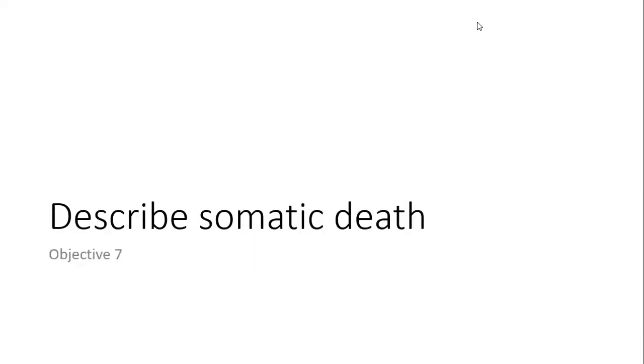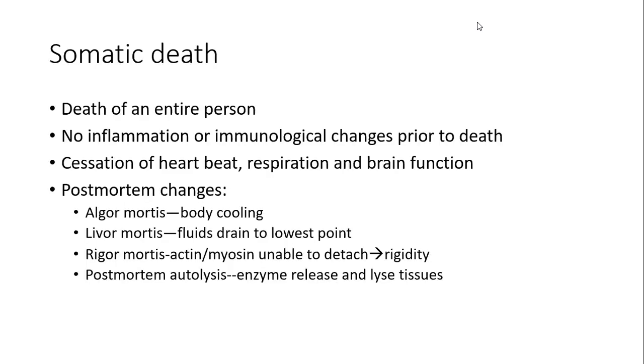So let's talk about tissue death. On the body level, that's what somatic death means. That is the death of an entire person. There's no inflammation or immunological changes prior to death, so it's a natural process. That's when a person dies, from a disease process or something. There's a cessation of heartbeat, respiration, and brain function. And then there are post-mortem changes that happen.